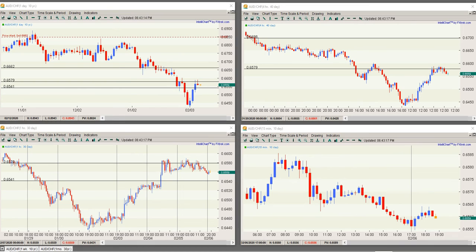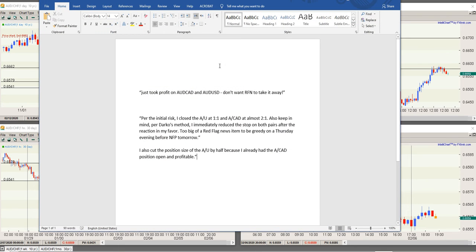But I want to show you a few posts from our members in the chat room who were in these trades. And this is just a couple that I brought up that I thought might be useful to show you. Just a second here. Let me find them. Right here. So this one person said, I just took profit on the Aussie CAD and the Aussie US dollar. I don't want the red flag news to take it away. Now, this guy here has been around a while in our Coach's Corner. Per the initial risk, I closed the AU at a 1-to-1 and the Aussie CAD at about 2-to-1.